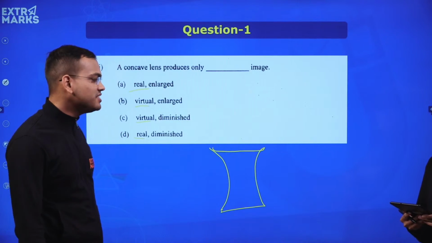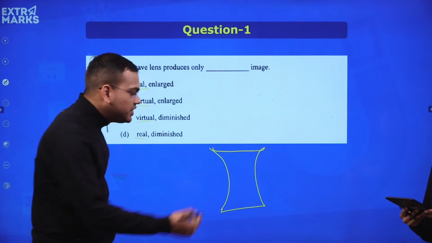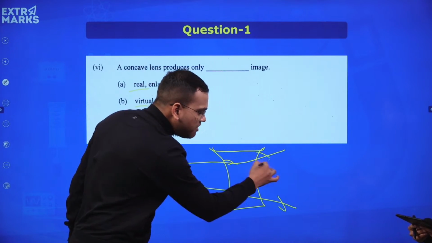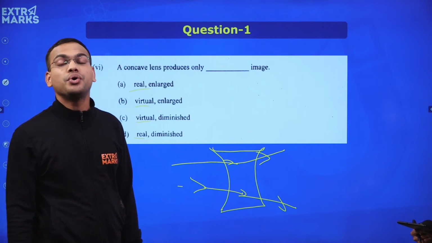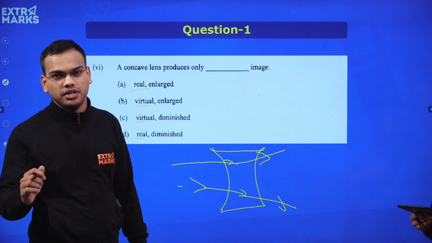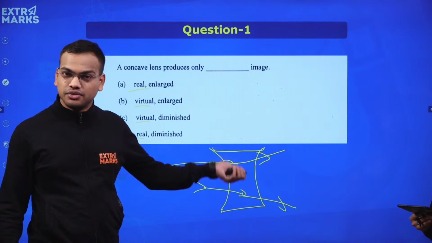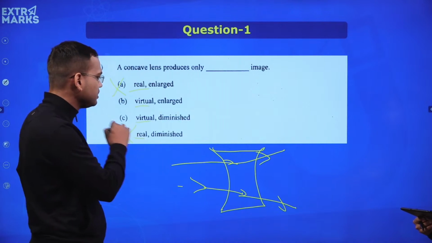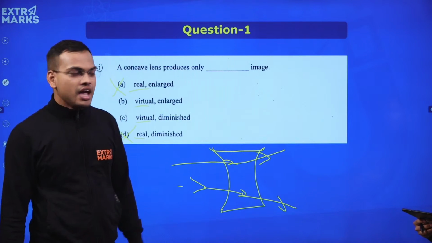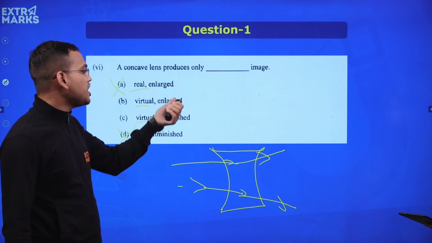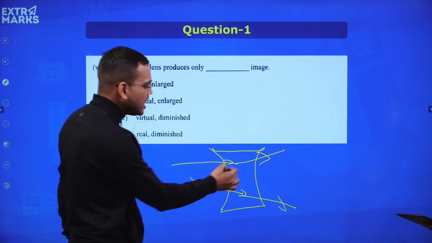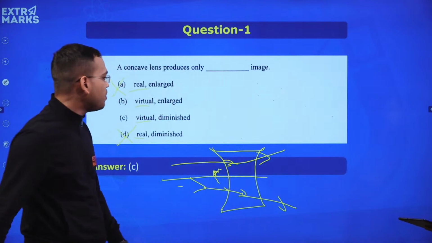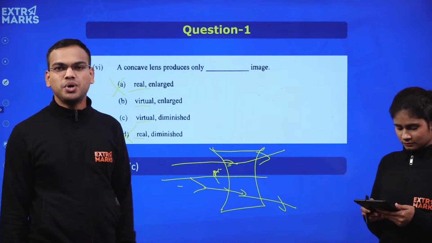So if concave lenses are diverging lenses, will light after passing through these lenses ever meet at a point? No, it will never meet at a point actually. And if they never meet at a point, can they form a real image? No, not at all. Only a virtual image will be formed. And if a virtual image is formed, the question is whether it is enlarged or diminished. The image is always diminished. So the answer is option C, virtual and diminished.